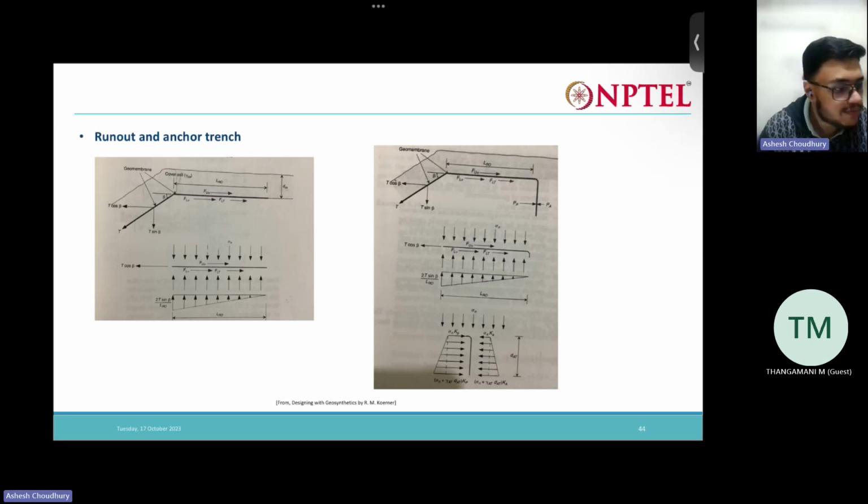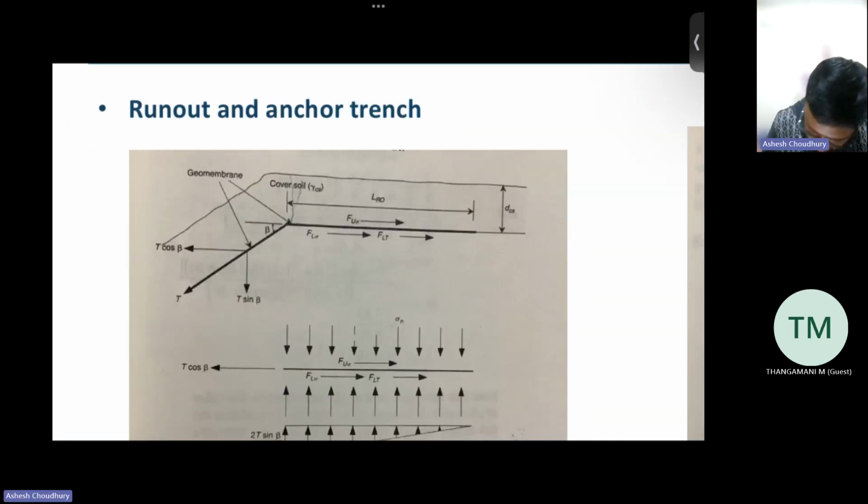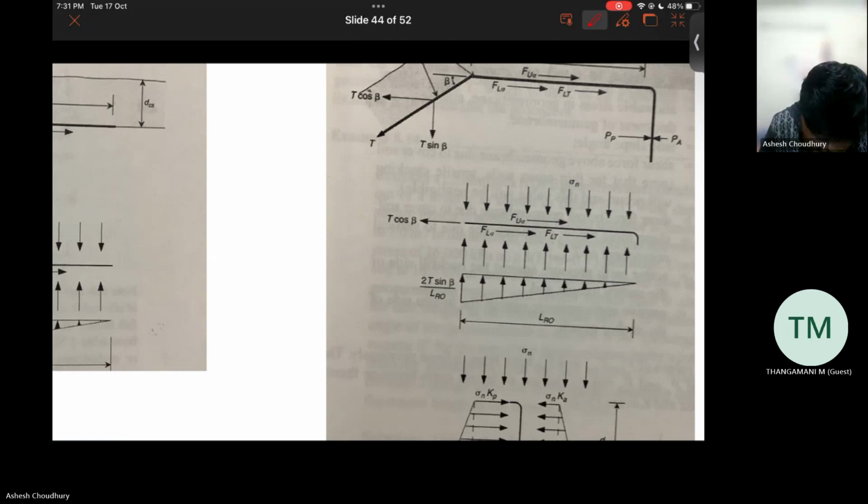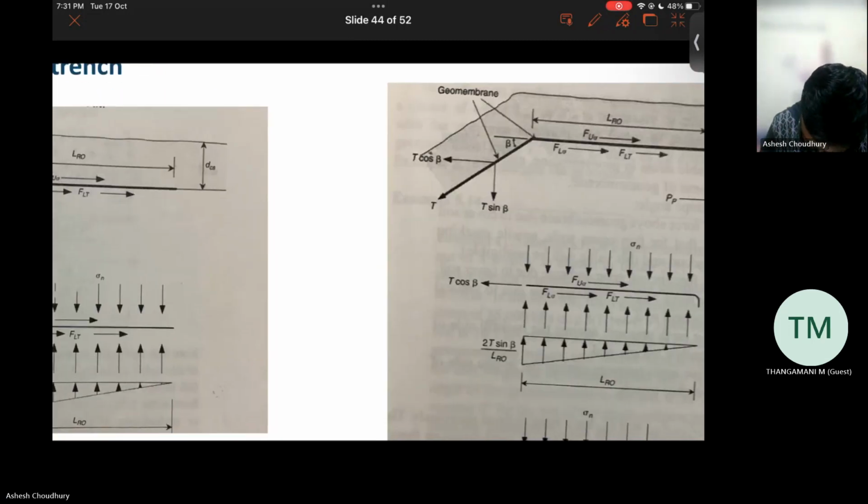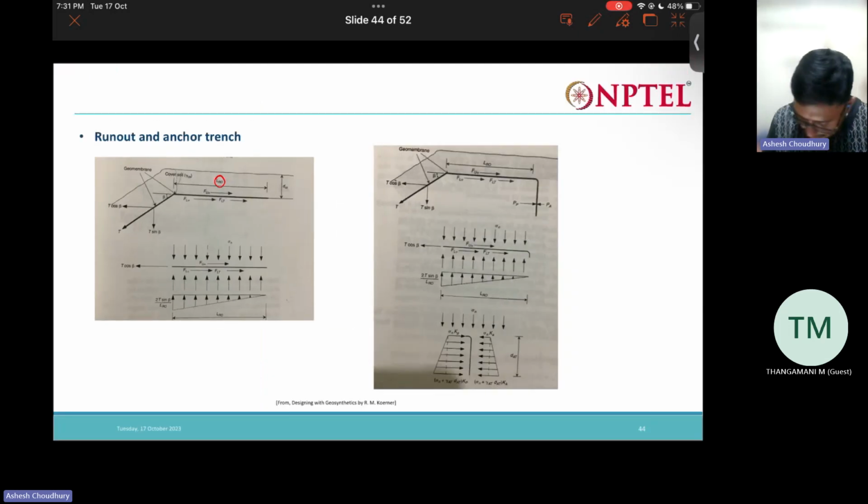Now you need to find out this length, the runout length L runout, which is this. You can see it in the figure. This particular length is what we need to find out. This is one case, when we can just keep the geomembrane straight. The other possibility is that we can anchor the geomembrane.